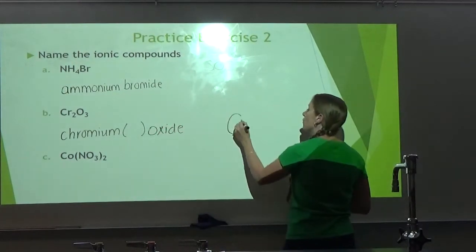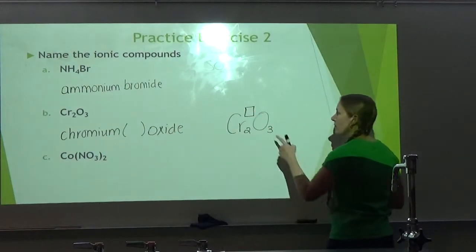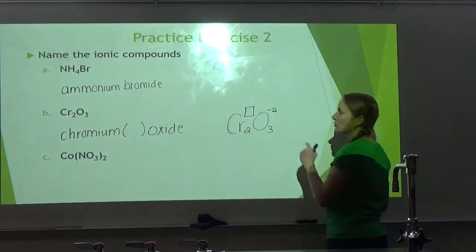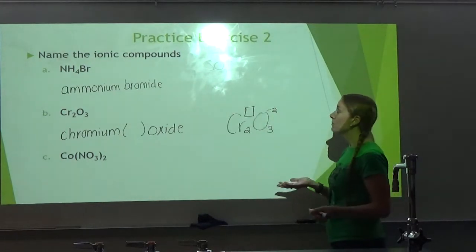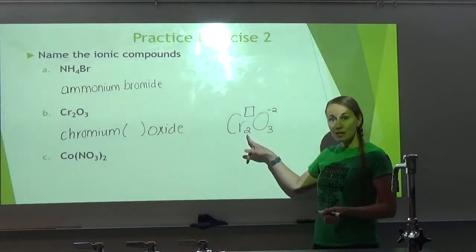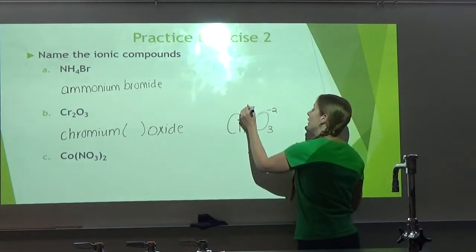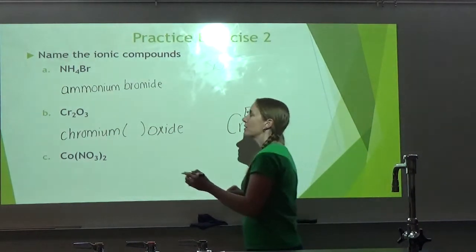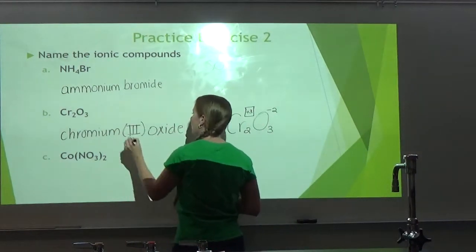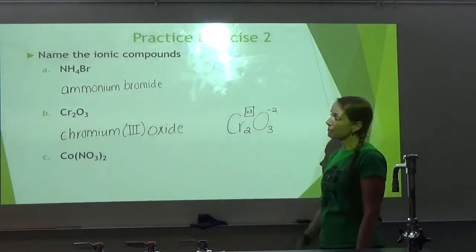Let's just look quickly at how to get that charge for chromium. Oxygen's -2, but there's 3 of them, so that's -6. What cancels out -6? +6. But I'm going to split it between 2 atoms. If you divide +6 by 2, they are each +3. So it would be a 3 as my Roman numeral. Remember, the Roman numeral comes from the charge, not the subscript.